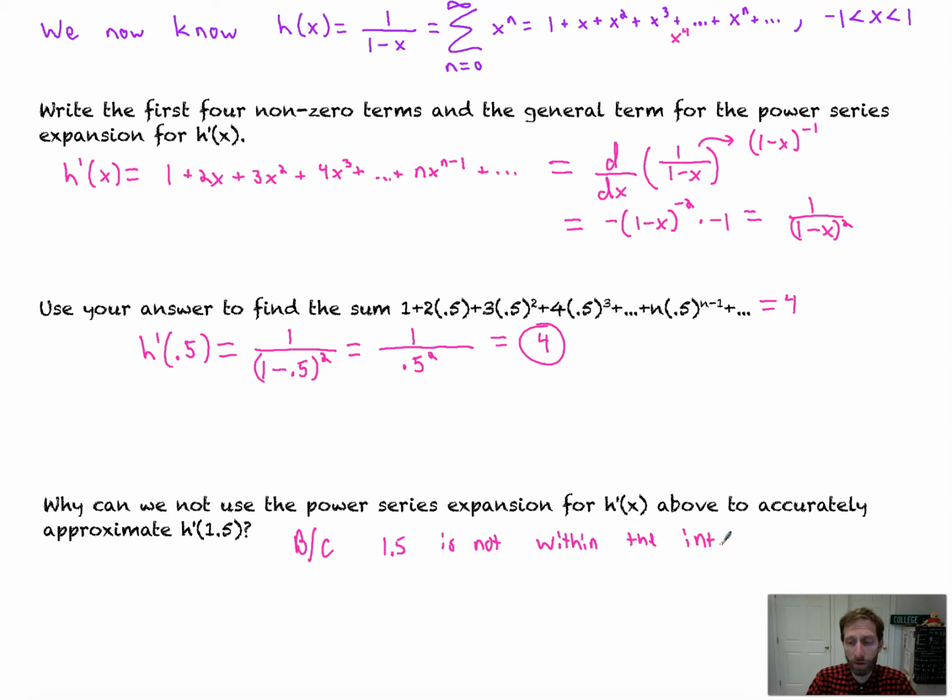the interval of convergence. And I'll just put that in abbreviations for h prime of x. And you might be like, yeah, but you didn't find the interval of convergence for it. I don't need to. I know it's going to have the same endpoints, and 1.5 is outside of that interval. That's it. All right, that was fun.